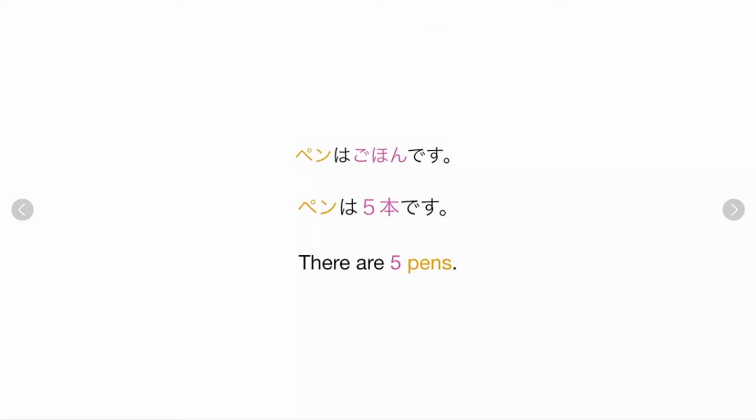So, pen wa 5 hon desu, right? You're using the correct counter word for pens. This is for the long cylindrical object counter. So, pen wa 5 hon desu. You could also use the generic counter, pen wa itsutsu desu, if you didn't remember this one.